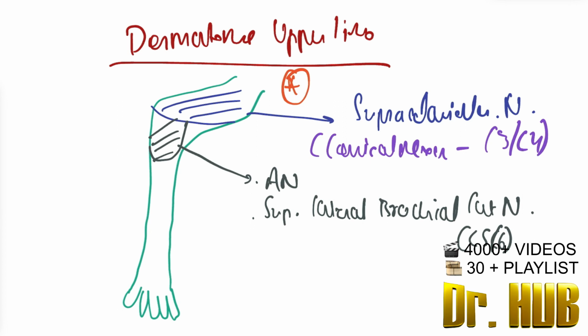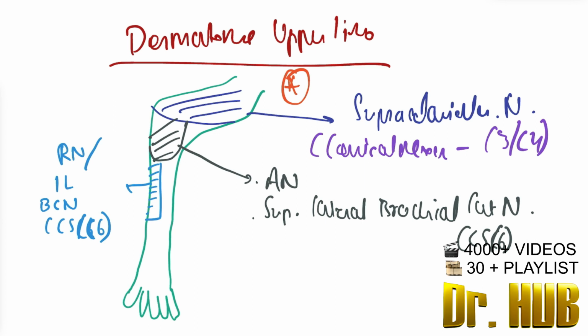Next we have the radial nerve, or the inferior lateral brachial cutaneous nerve, that is C5 as well as C6.